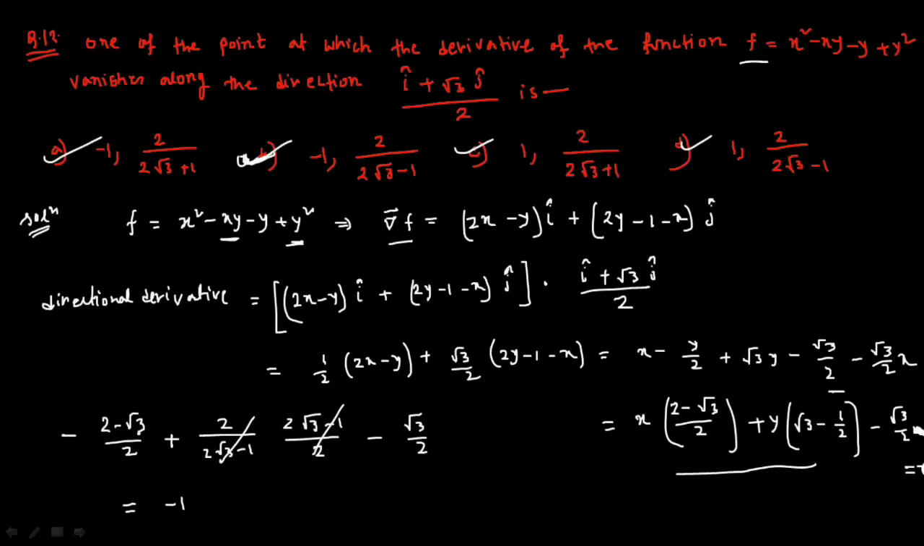And minus root 3 by 2 will be plus root 3 by 2, and from here you will get plus 1, and here you will have minus root 3 by 2, and that will give you 0. So this will be the correct answer.